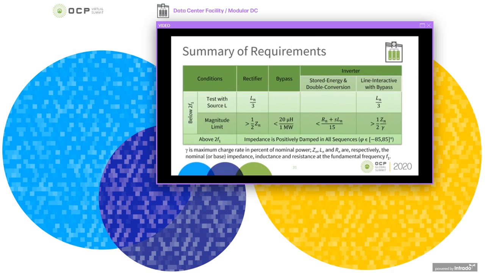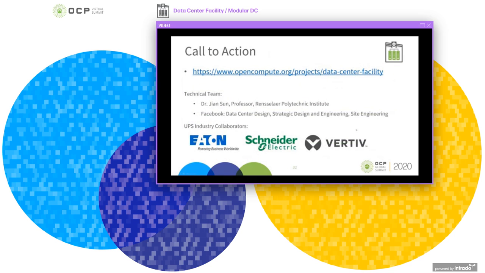This slide summarizes the requirements discussed in this presentation. There are requirements to test with a series inductor for the rectifier, and there are magnitude and phase requirements for the bypass, the rectifier, and the inverter impedances. This is a call to action. Please follow the data center facility call.